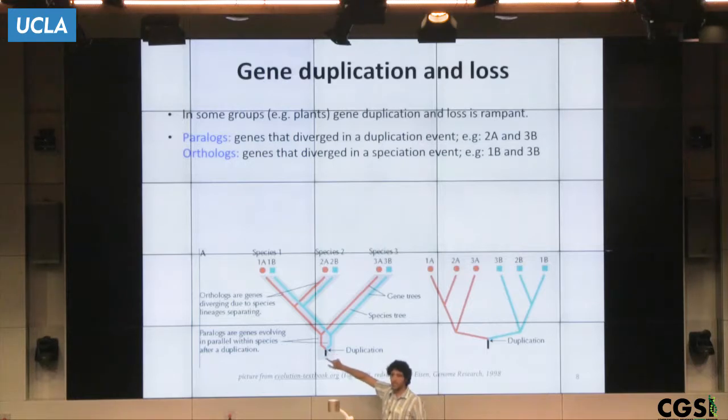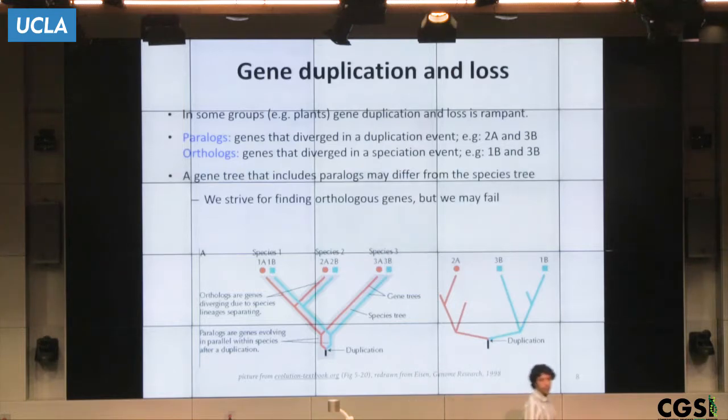So the gray tree here is your species tree. You had a duplication here. Now you have two copies of that gene, the blue copy and the red copy. Every species has two of them. This would be your gene tree, which obviously is not the same as the species tree because you have more leaves. So far, it's not even so interesting.